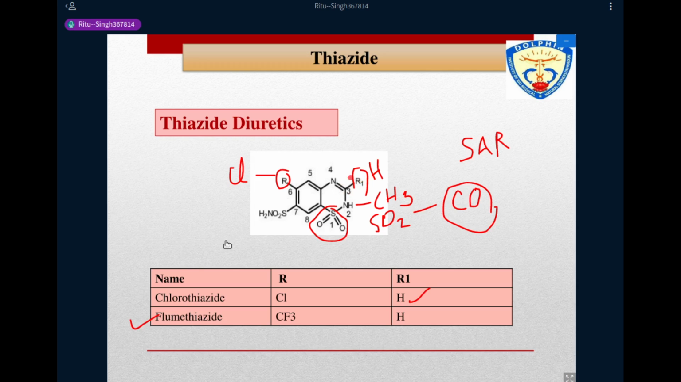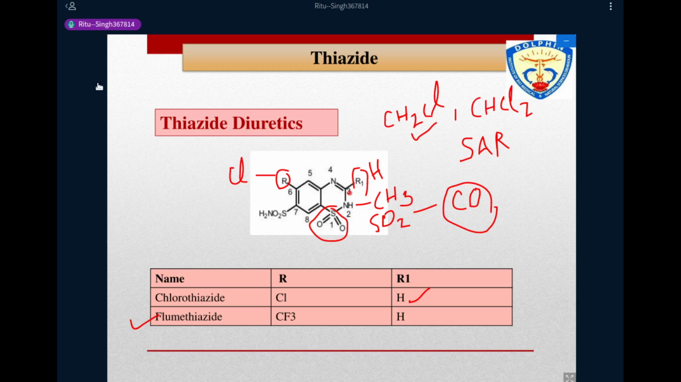Okay, so at the third position, we can add some group like CH2Cl. Also, we can add CHCl2. So these groups can be added at the R1 position, at the third position, to increase the diuretic activity of the drug. Okay, clear this point? Clear?